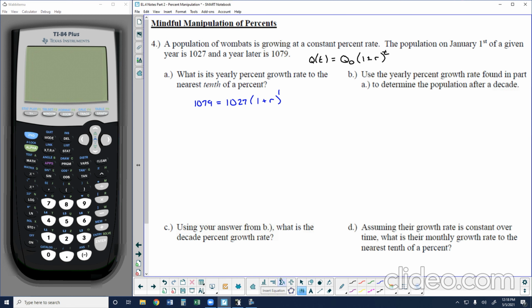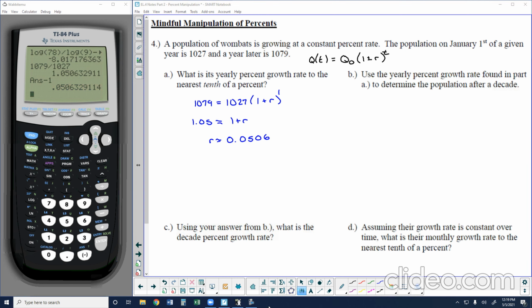So what we can do is go to the calculator here. And if we want to get r by itself, we would first divide both sides by 1027. So 1079 divided by 1027. I'm going to leave this decimal in my calculator for right now. I'm going to write down the rounded answer. It's approximately 1.05. And then I would subtract 1.